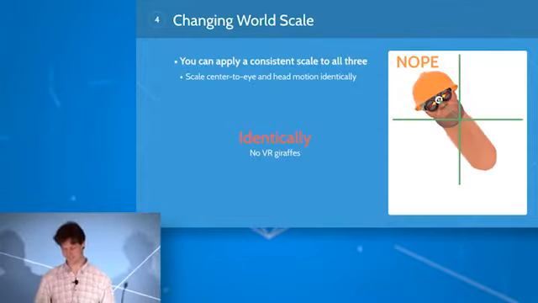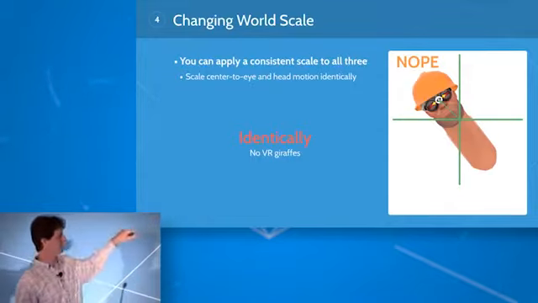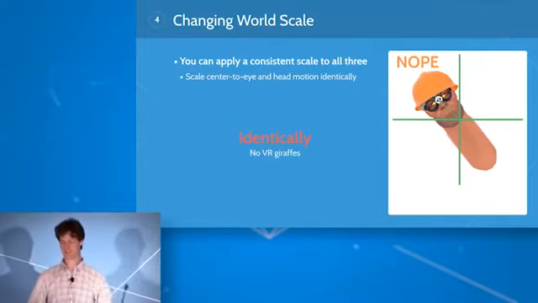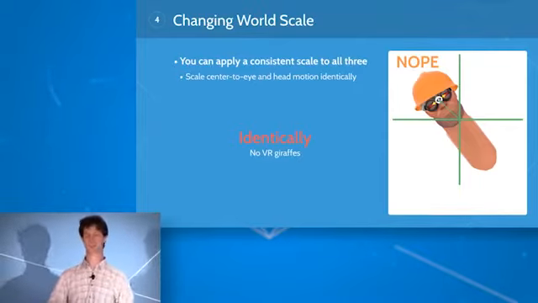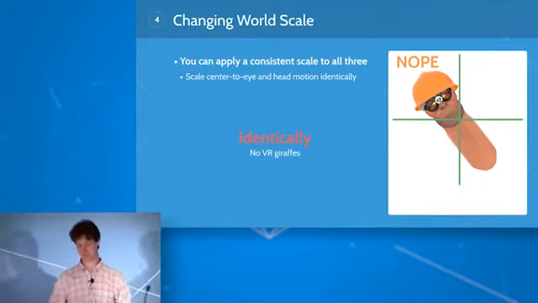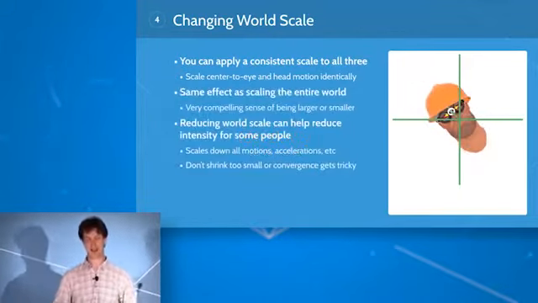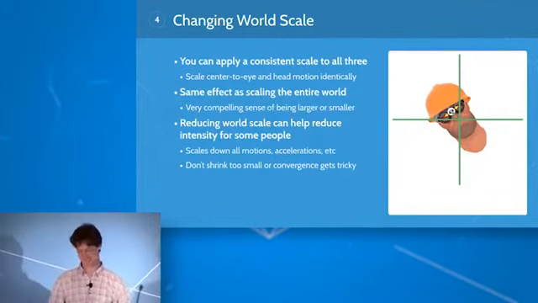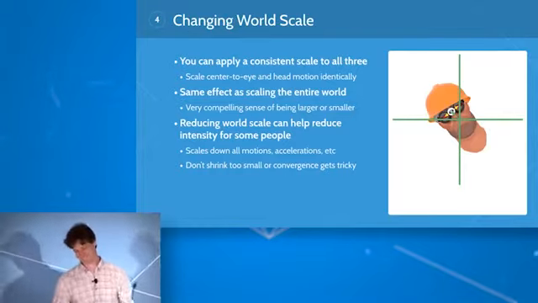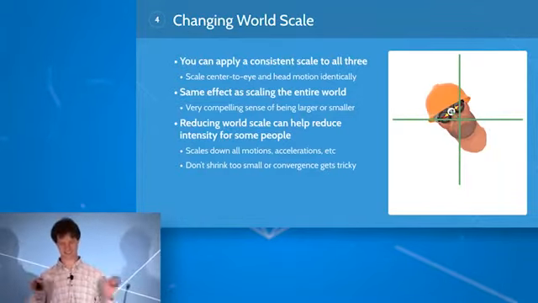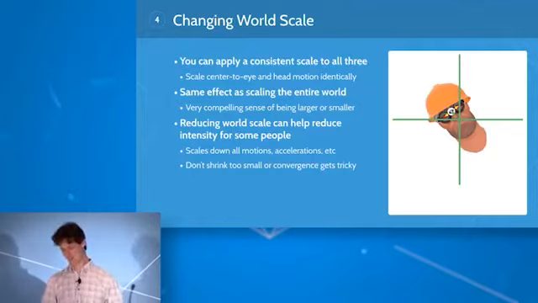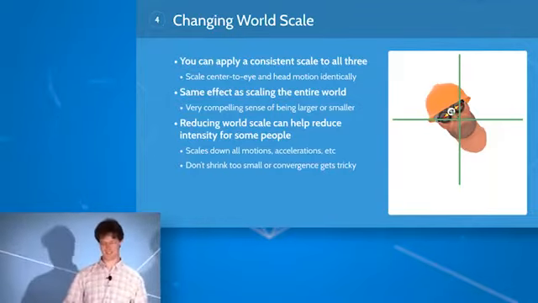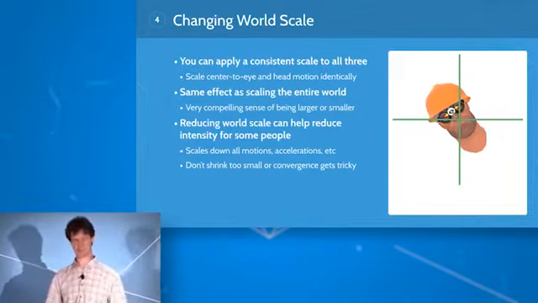Don't do this. You have scaled here, you've scaled his IPD down, you have shrunk his head, but you have not scaled the motion of his neck. So he is now a giraffe. This is bad. He will be very ill. Okay, so we do an identical scaling to all 3. And this has the same effect as scaling the entire world up and down. It's a much more convenient way, obviously, right? Rather than adding a scale to your entire world.